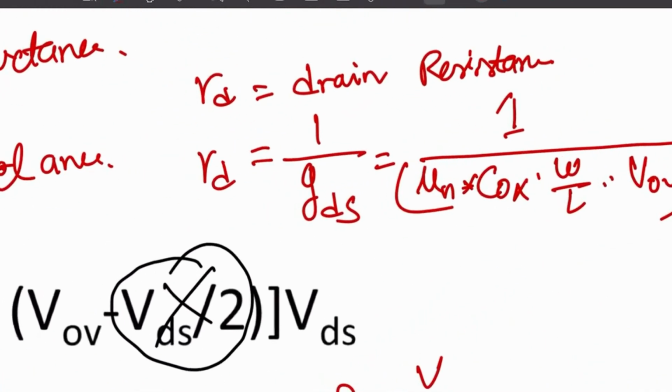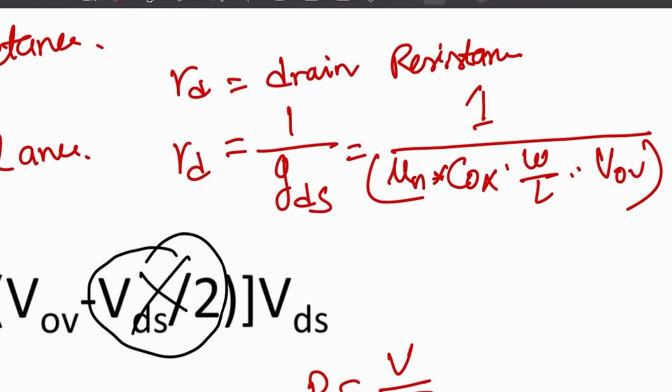So from here, I will explain you another thing. We also call MOSFET a voltage controlled resistor. So how will we use MOSFET as a voltage controlled resistance? From here, if you see this equation, RD is the drain resistance, right? And this drain resistance is controlled by VOV.